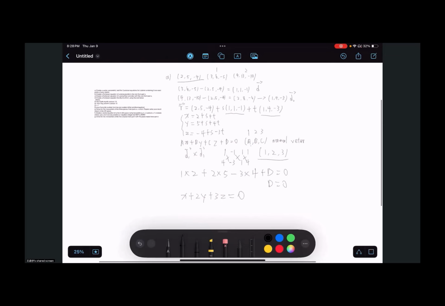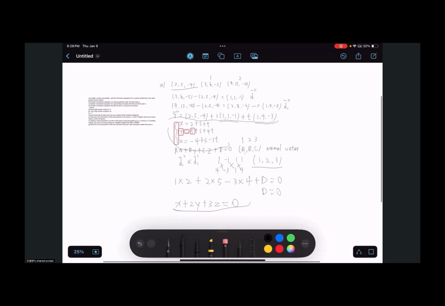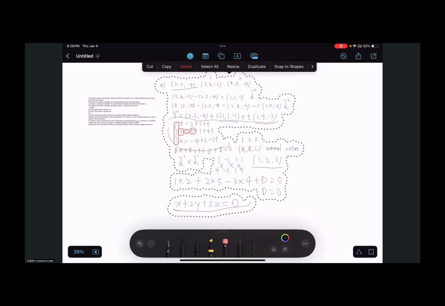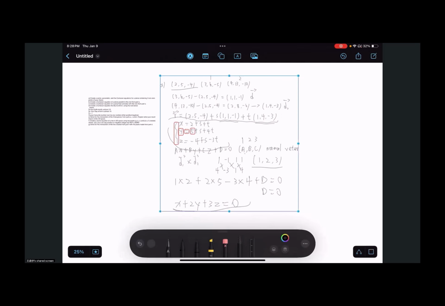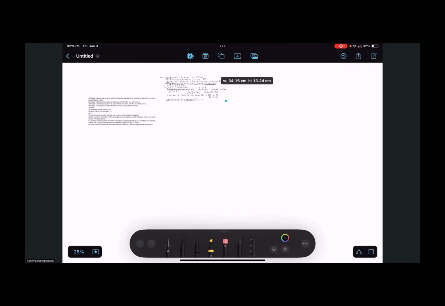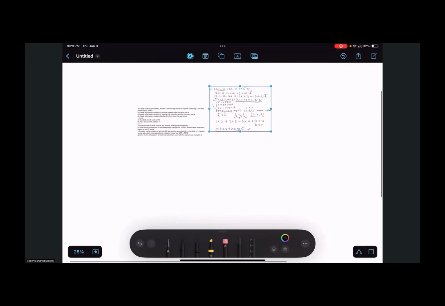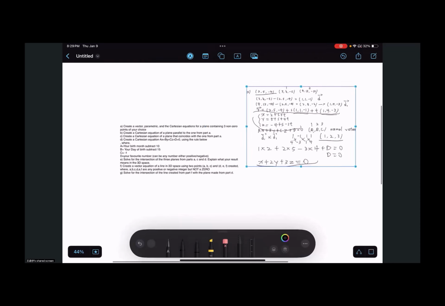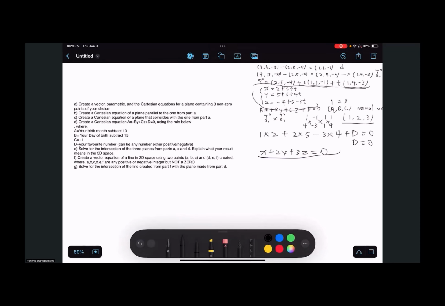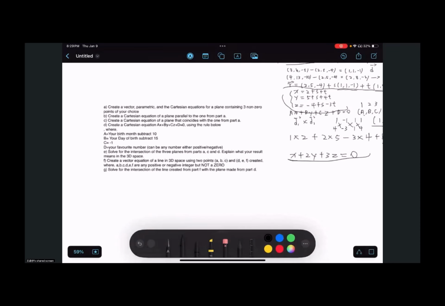So we got the vector equation, which is that, and we got the parametric equation, that, and we got the Cartesian equation. So we have successfully solved A. Then let's look at question part B.